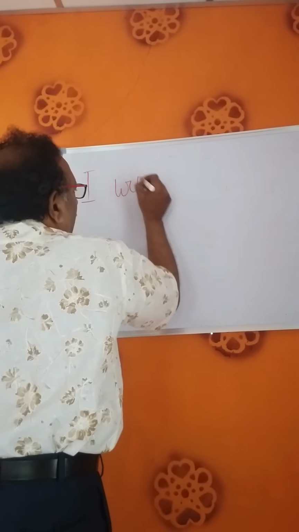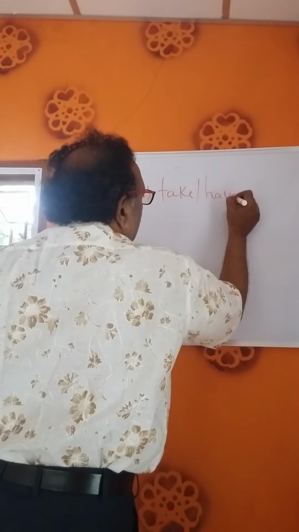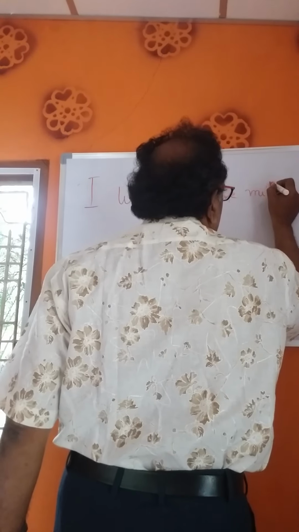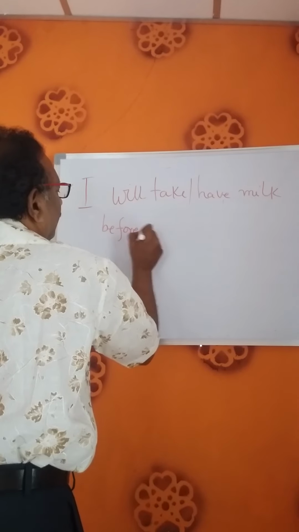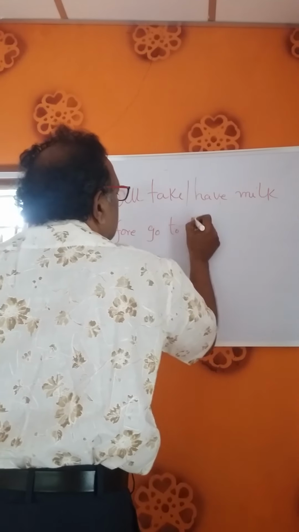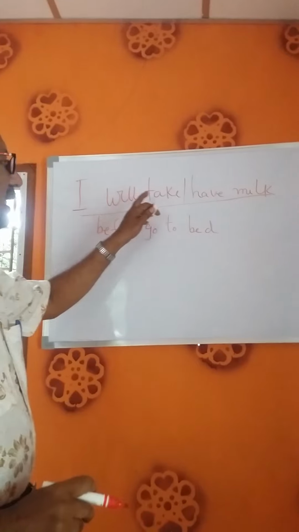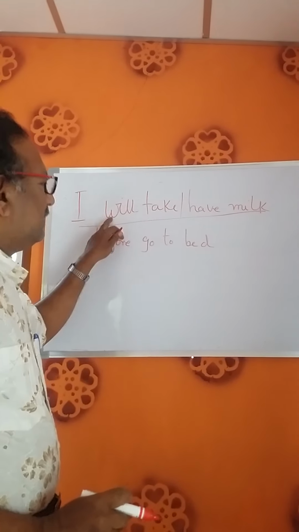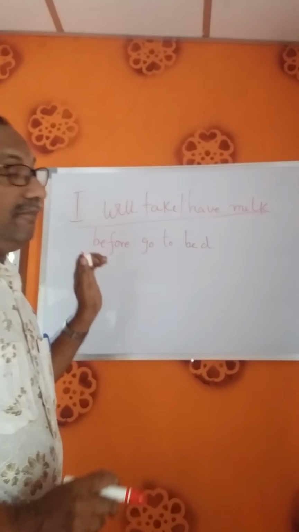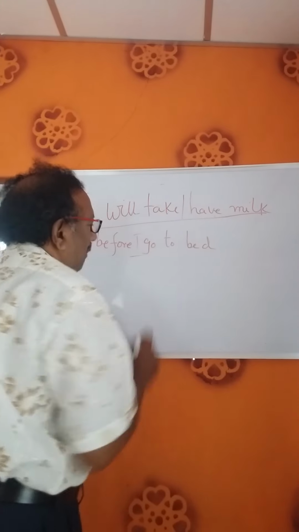I will take or have milk before I go to bed. Okay, I will take milk. What is the tense here? It is undoubtedly future tense. Of course, we say that it is future tense, will plus verb base. So I will take milk before I go to bed.